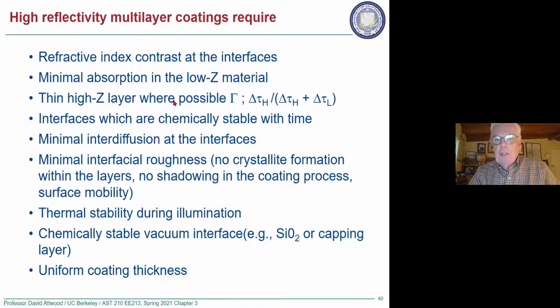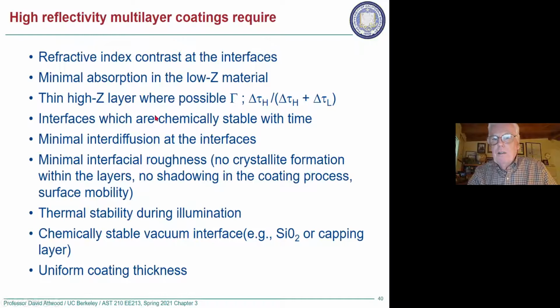And the high Z material, it's helpful if you could make it a little thinner so there's not as much absorption. You still have the same number of interfaces for the reflections, but if you can make the high Z layer thinner, well, that will help with what kind of reflectivity you can get. Of course, if you're getting down to nanometer dimensions, it may not be so easy to make the high Z layer thinner. You may not be able to have much control over that.